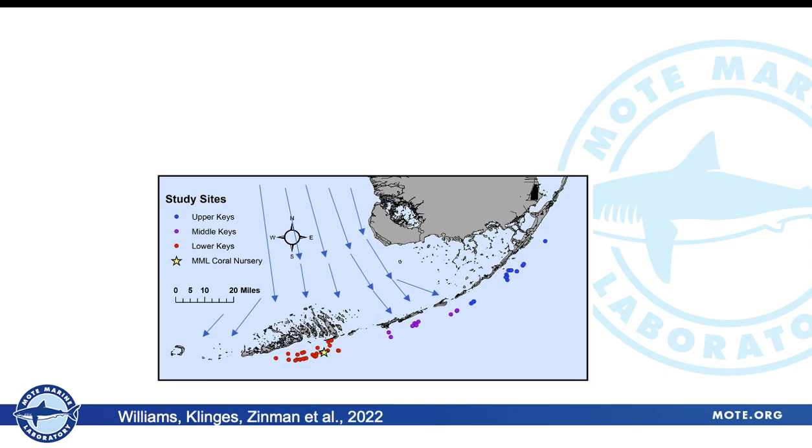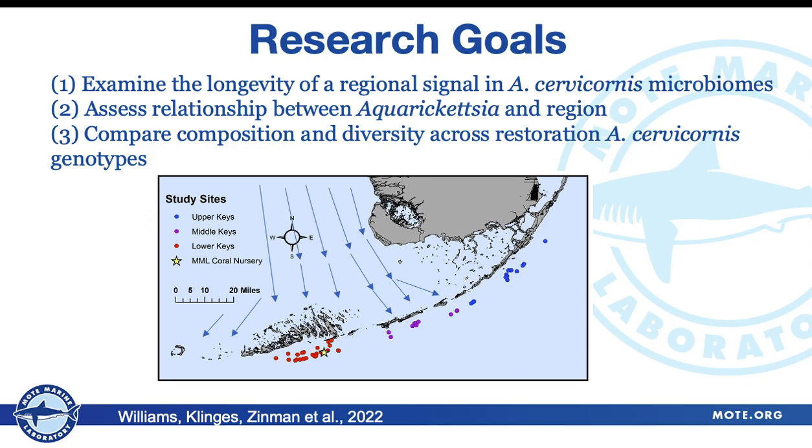And in terms of what this means for restoration, corals could vary in their microbiomes based on their original source reef or their outplanting location or nursery location. This leads to our research goals. We want to examine the longevity of a regional signal in staghorn coral microbiomes, assess the relationship between Aquarickettsia and region, and compare composition and diversity across restoration staghorn coral genotypes.